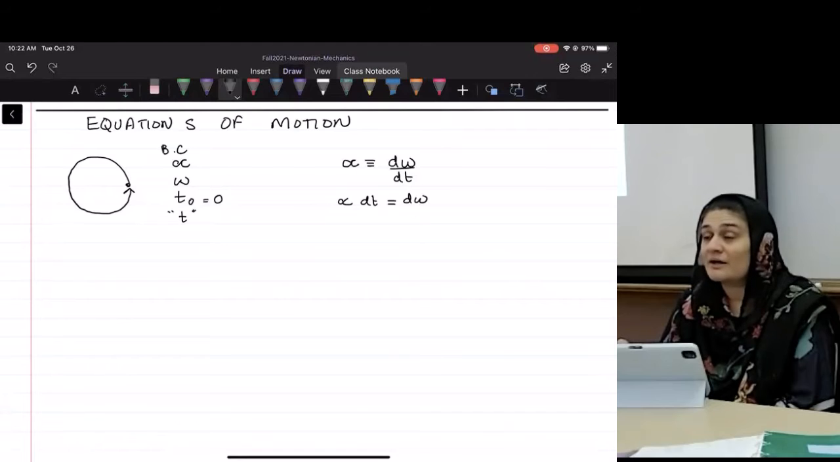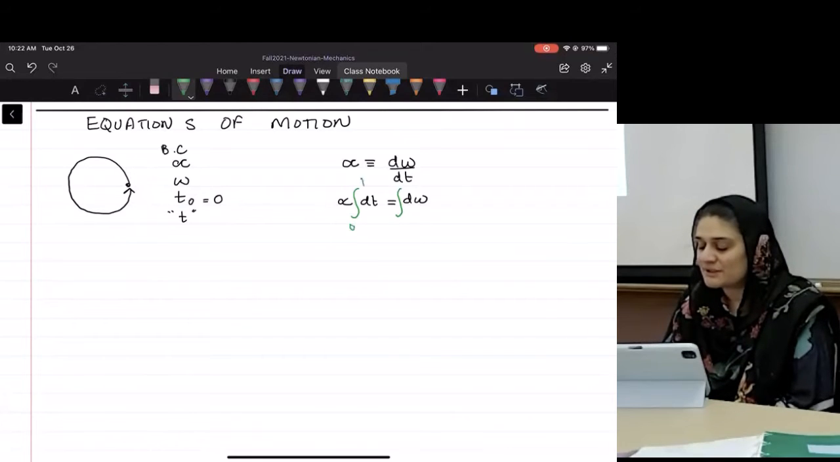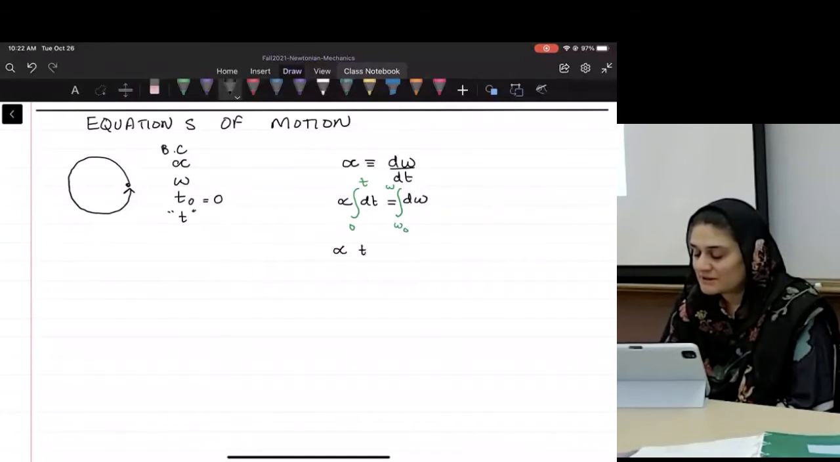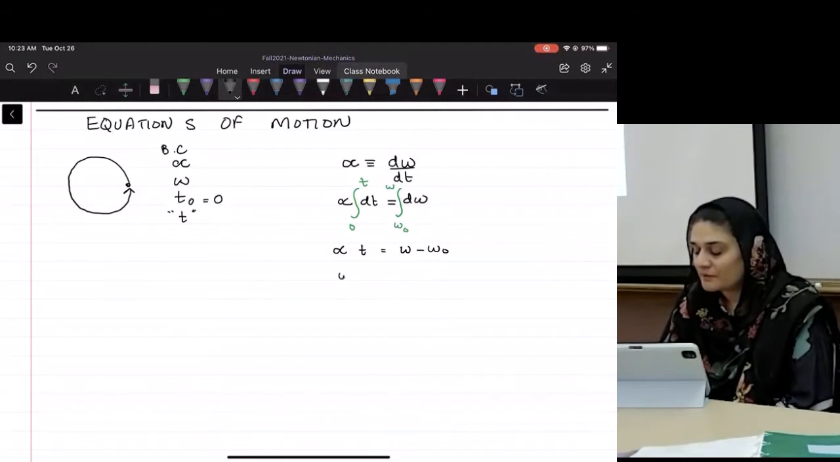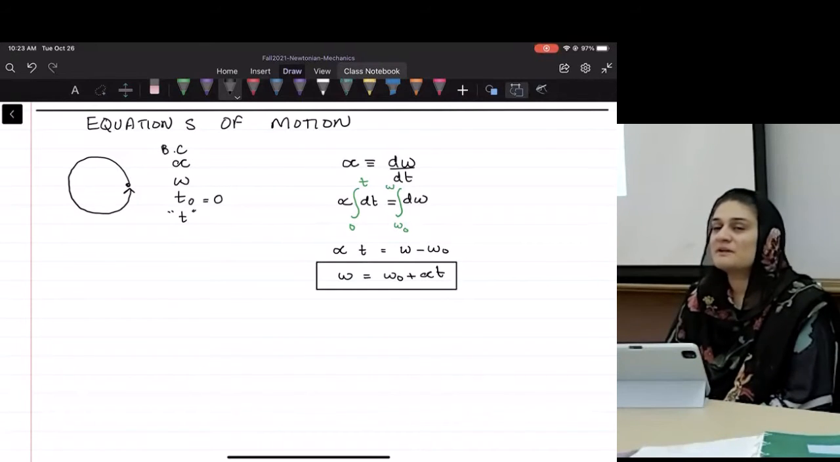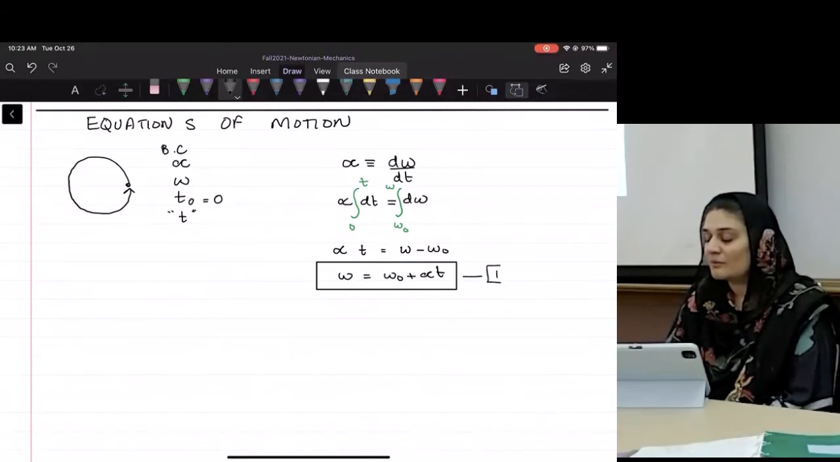For all of our cases, are our accelerations constant? They are just a number, right? So then may I just integrate from some 0 to some t and from some omega naught to some omega? So then may I write alpha t equals omega minus omega naught, or omega equals omega naught plus alpha t? Does that not remarkably look like something we have seen before? For the linear case, which we called equation 1.